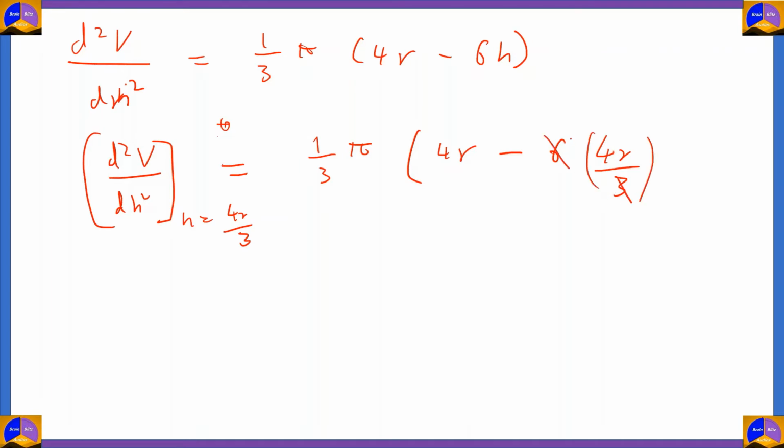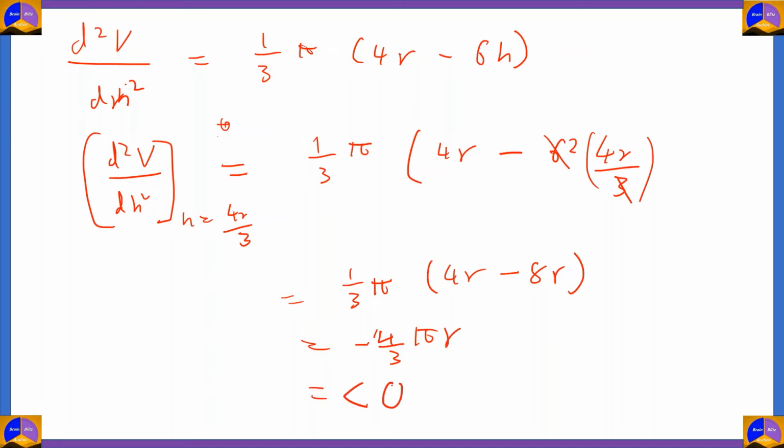So 3 goes into 6 2 times. So that will be equal to 1 by 3 pi into 4r minus 8r, which is equal to minus 4 by 3 pi r. Now this is less than 0. So what we can write is that the volume is maximum at h is equal to 4r by 3.